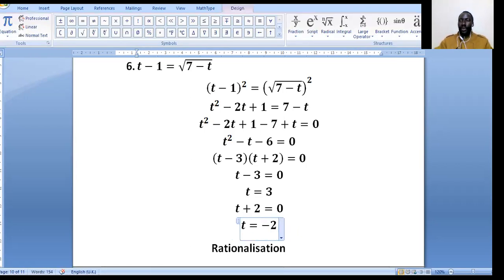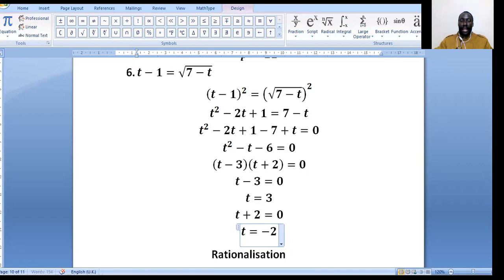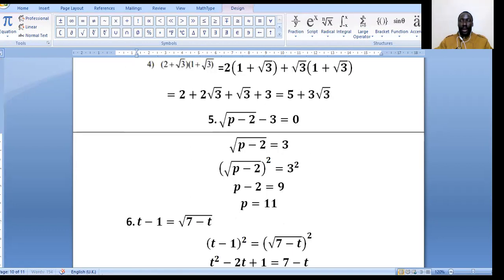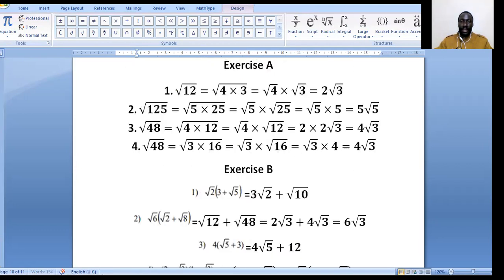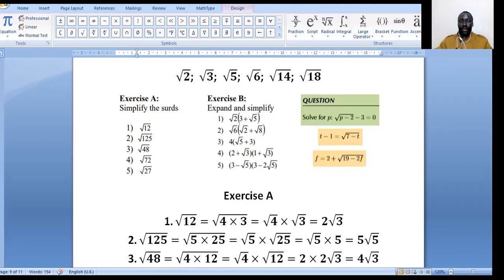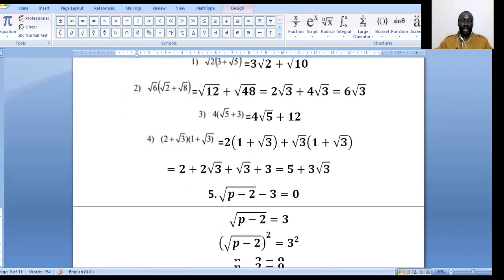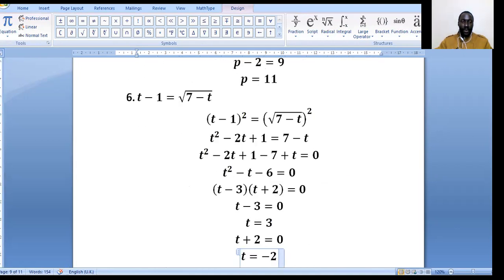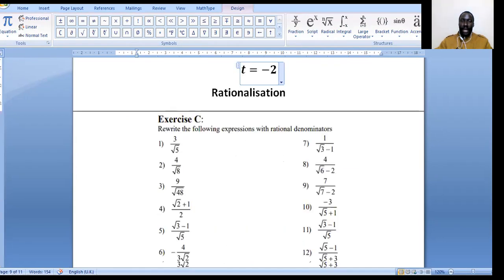That's how we solve for unknowns appearing in surds. Well, you will now have to handle the solution for f. Find the value of f in that. There is one more thing about surds, which I guess we should also look at. This thing is called rationalization.